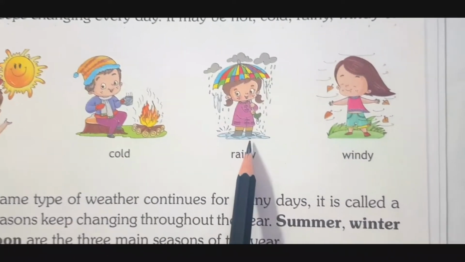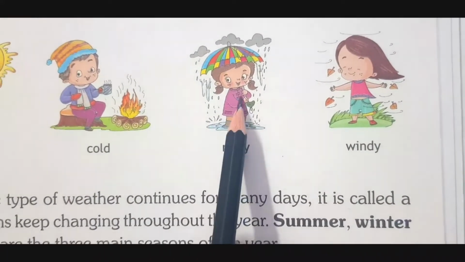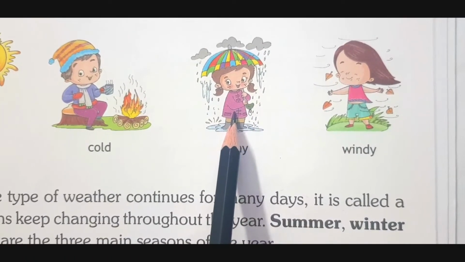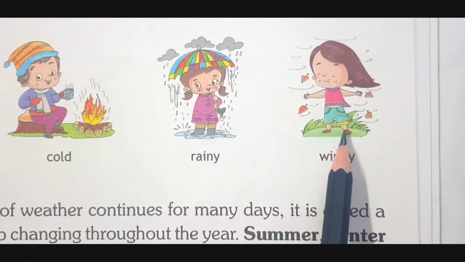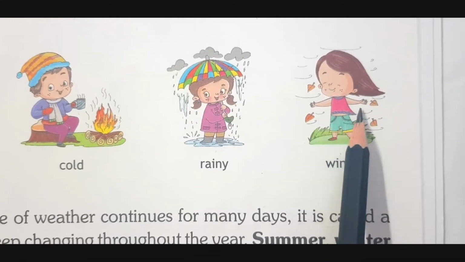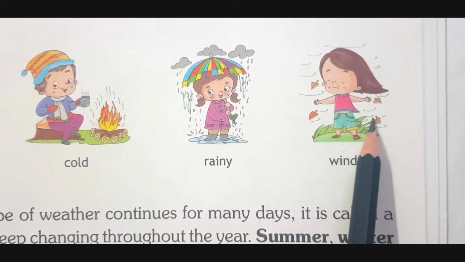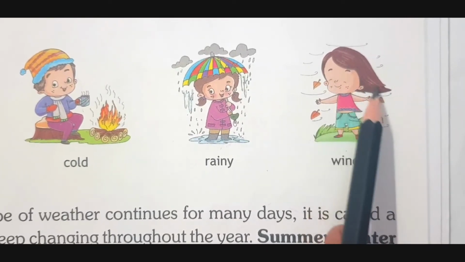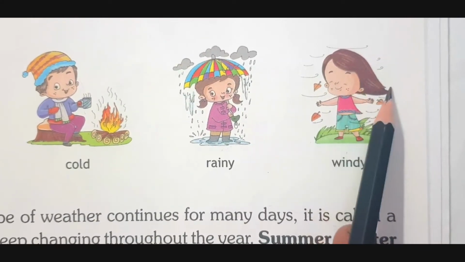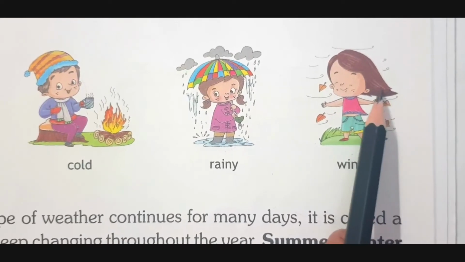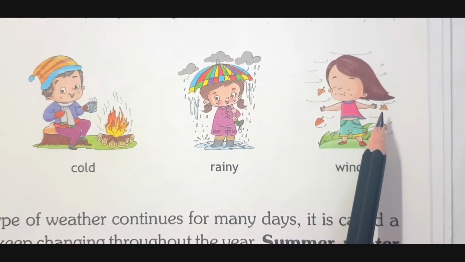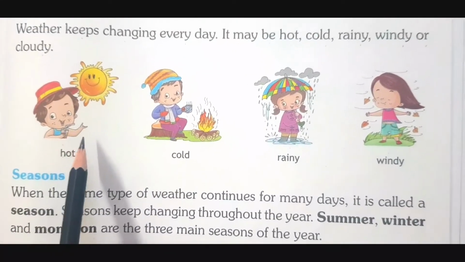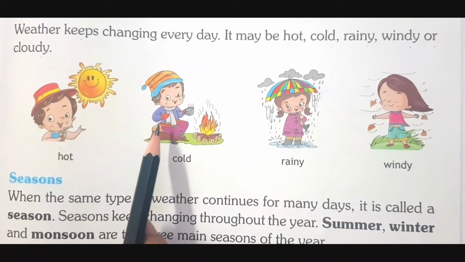Next, here the weather is rainy, children. The girl is holding an umbrella and wearing a raincoat. Here the weather is windy. The air is blowing very fast. See, all the leaves are falling from the trees. And the girl's hair is also blowing. Okay? So, weather changes every day.